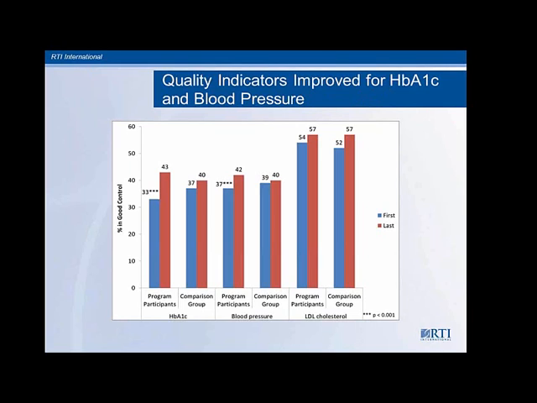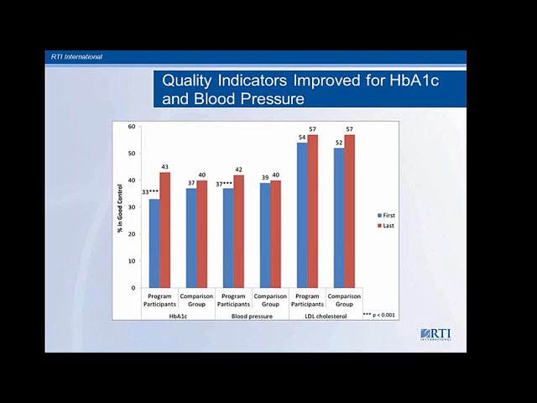We also looked at the percent of patients and the comparison group members who met healthcare quality indicators for our clinical outcomes. So we found that for A1C and blood pressure, a greater percent of program participants were in better control compared to the comparison group. And these were important findings as well because it indicated that as time progressed, a greater percentage of program participants over time were meeting quality standards, and these quality standards are important for things like reimbursement and other kinds of quality improvement processes in the clinics that were implementing these programs.